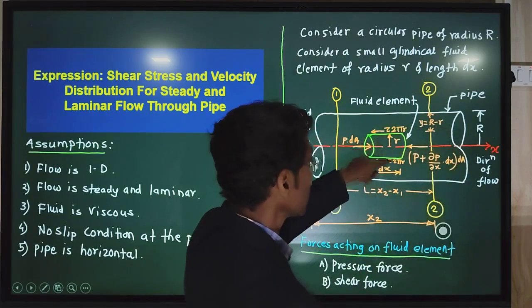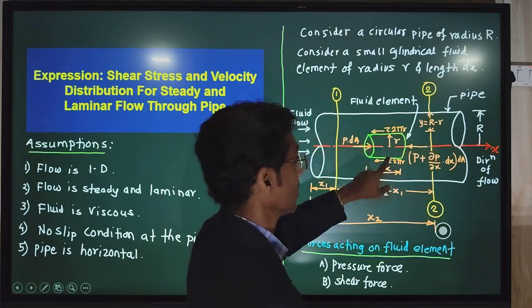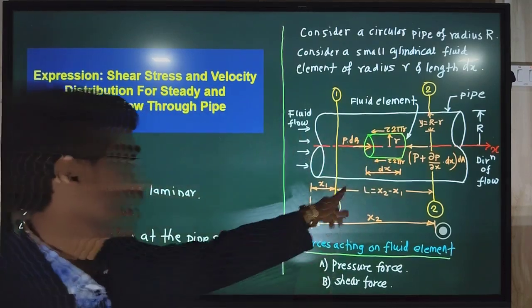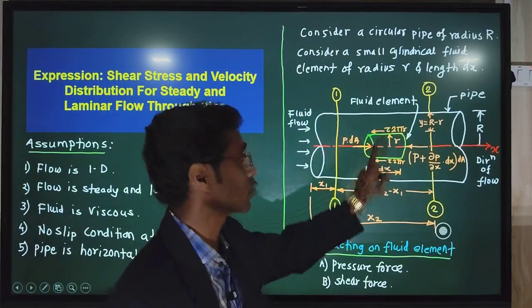Now about the lateral surface of the fluid element, that we will see. So here this fluid element is shown.